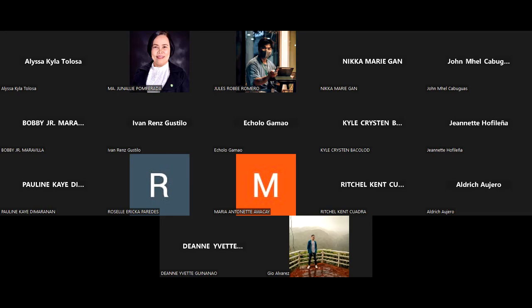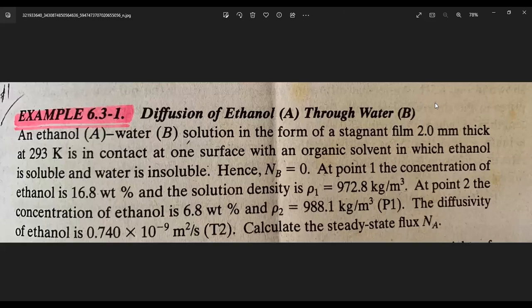So I'll now share my screen. I gave you 3 problems for quiz 2, but you are to choose only 2. Some chose 1 and 3, some chose 2 and 3, but there's really one problem that's just a giveaway, which is very, very short in terms of its solution. Anyways, this is the problem where number 1 was taken from. You have a diffusion of ethanol. In this case, ethanol is A and water is B. So ethanol is diffusing through B.